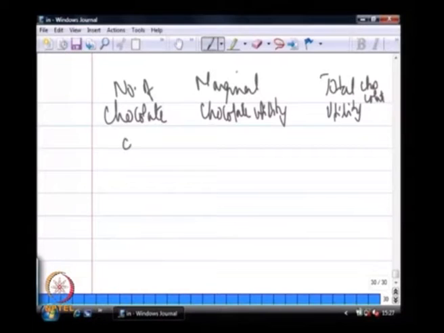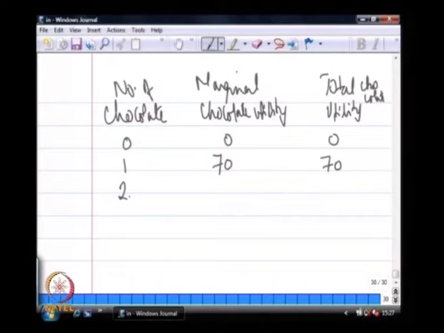Now, let us say I did not consume any chocolate, the marginal chocolate utility is 0, the total chocolate utility is also 0. Let us say I had one chocolate, and if I need to express the utility in numbers, let us say one chocolate means 70 in terms of its marginal utility, 70. The total utility that I have gained by consuming one chocolate is also 70, 0 plus 70.